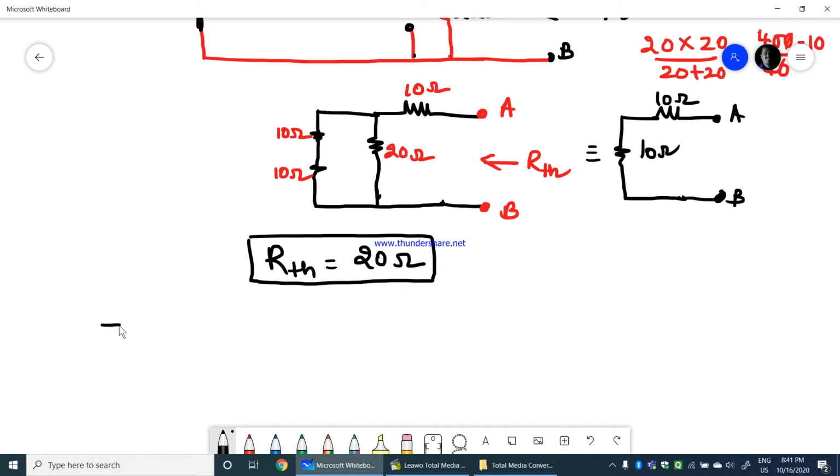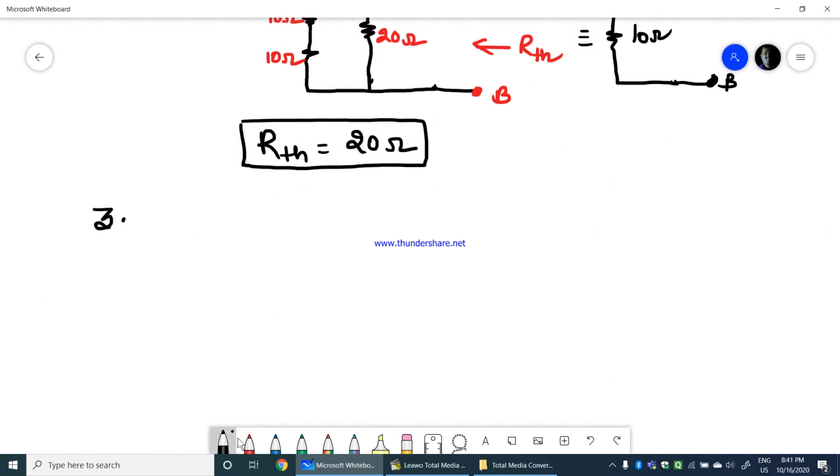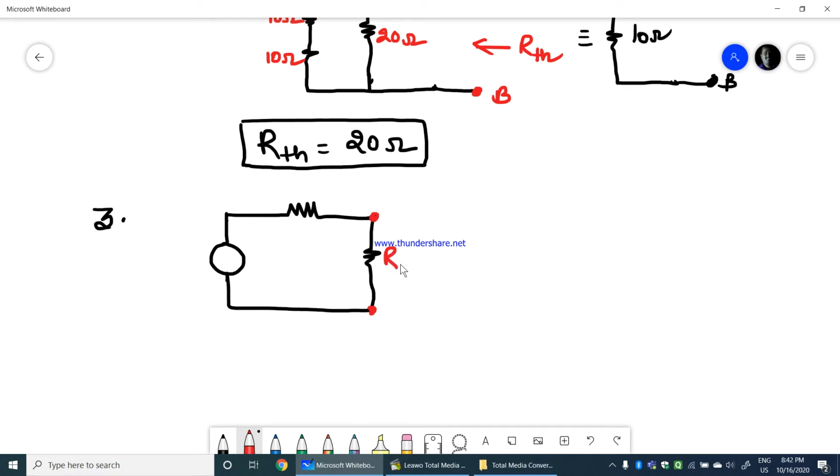Now step 3 is to write the Thevenin's equivalent circuit. So I will have RTH, I will have VTH, and then a load connected to this terminal. We don't know what the load is, because in the third question we will see what the load is. This is VTH 25 volts, RTH 20 ohms. So the first part of the question, Thevenin's equivalent circuit, is done.